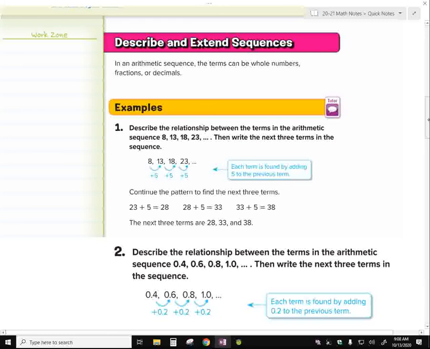Describe and extend sequences. In an arithmetic sequence, the terms can be whole numbers, fractions, or decimals. Okay? It doesn't have to be a whole number. It can be a fraction or a decimal. Describe the relationship between the terms of the arithmetic sequence 8, 13, 18, 23, and then write the next terms of the sequence. That is the instructions for 15 of the 17 questions on the homework. So we have 8 plus 5 is 13, and another 5, another 5. So to continue the pattern, the next 3 terms are 28, 33, and 38. It's just increasing by 5.